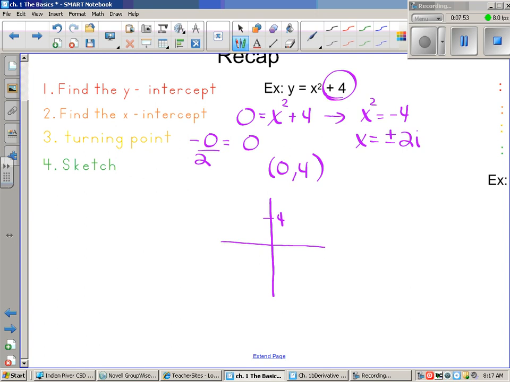All right, so what do you think? I only got 1 point. You're right, but it's the turning point, 0,4. Which way does it open, up or down? Opens up. And there you have it. There's the second example for you.